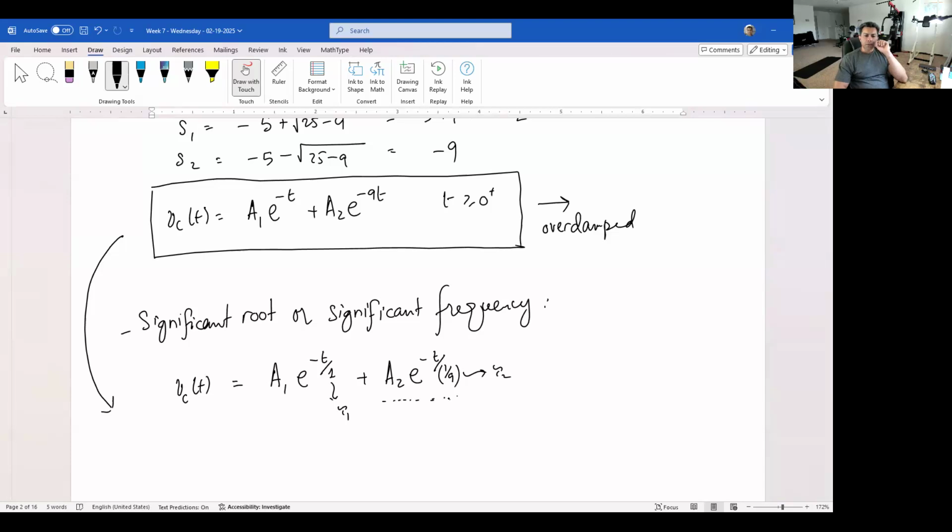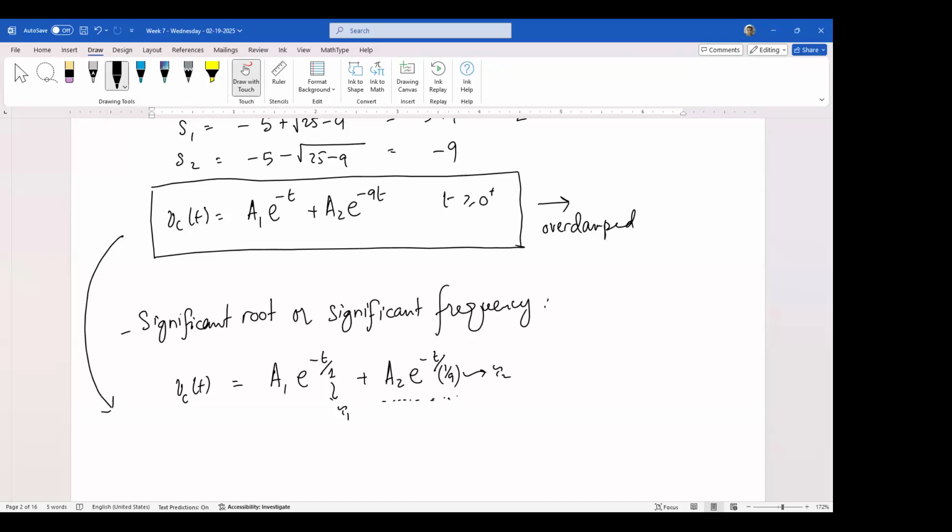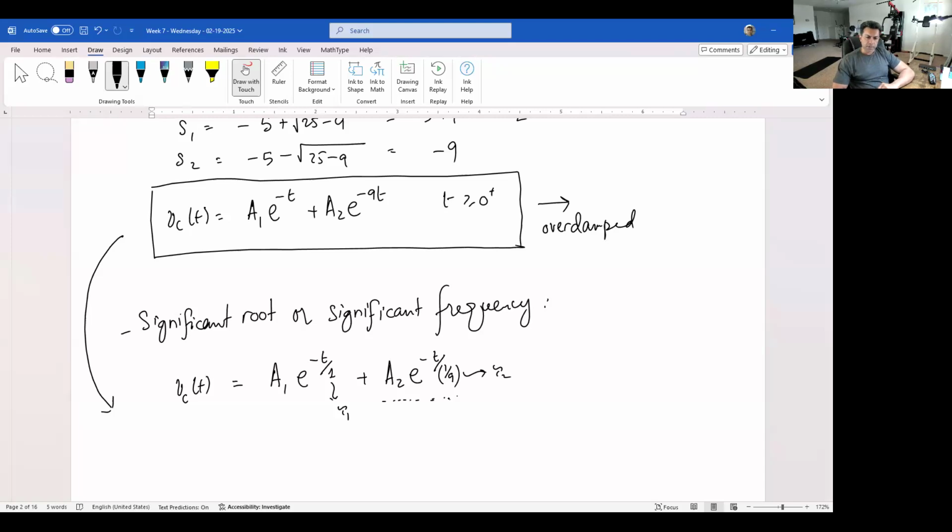How long? So for the second term, the time constant is 1/9. For the first term, the time constant is 1. How long is the first term going to take to go to 36% of the initial value, A1? Come on, that's not a trick question. It's the value of tau. And what is the value of tau? 1. It's going to take 1 second to get to 36% of the initial value, which is A1.